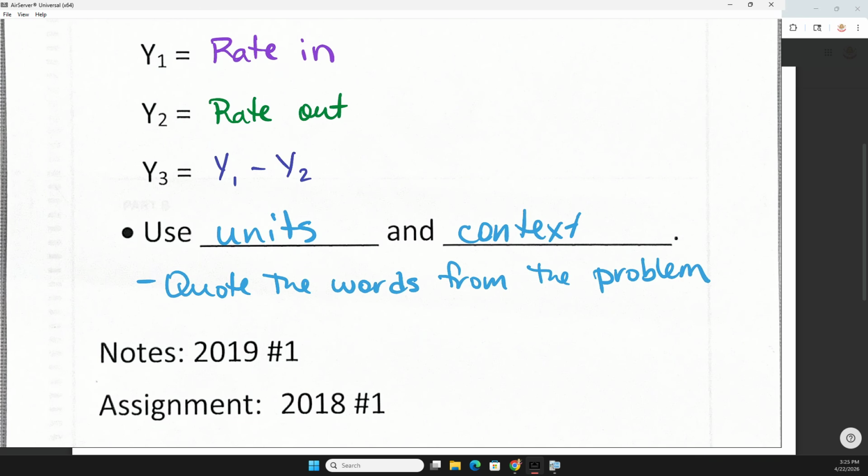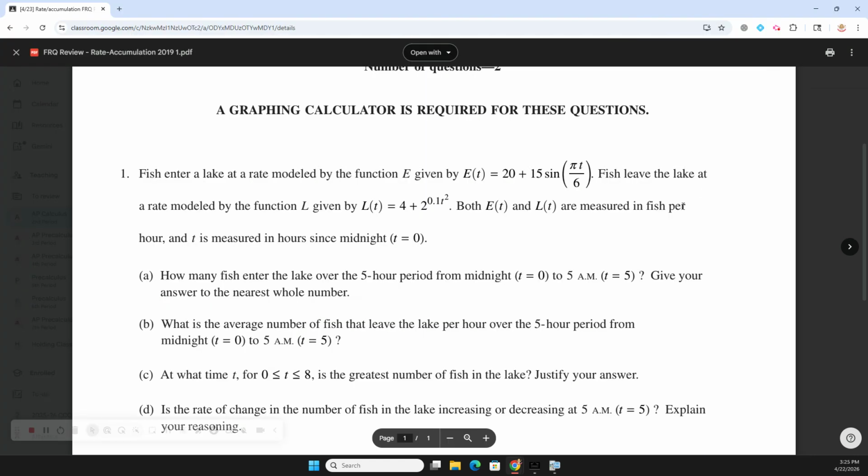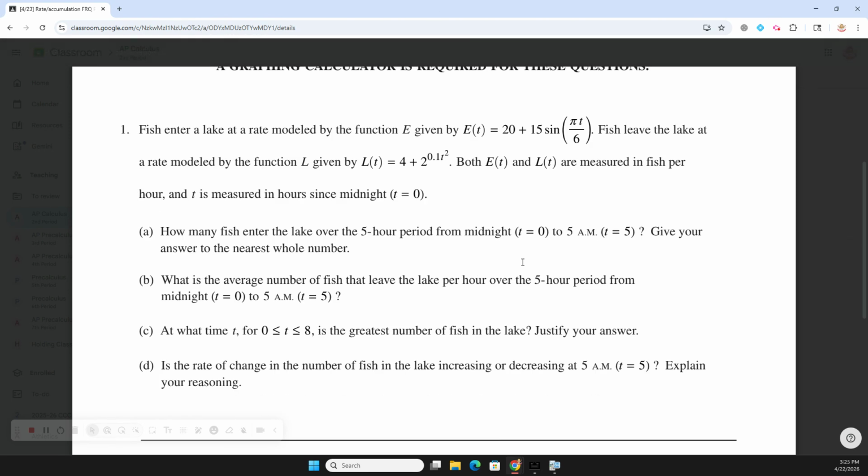Okay, and so for our notes, we're going to do number 1 from 2019. So I'll pull it up here. It says that fish enter a lake at a rate modeled by the function E, given E of t is 20 plus 15 sine of pi t over 6, and fish leave the lake at a rate modeled by function L, which is L of t equals 4 plus 2 to the 0.1 t squared. Both E and L are measured in fish per hour, and t is measured in hours since midnight.